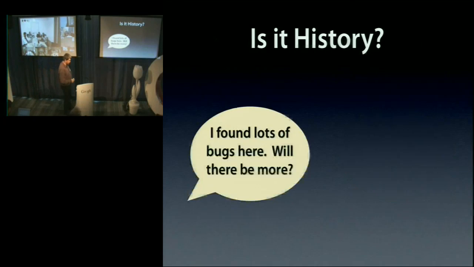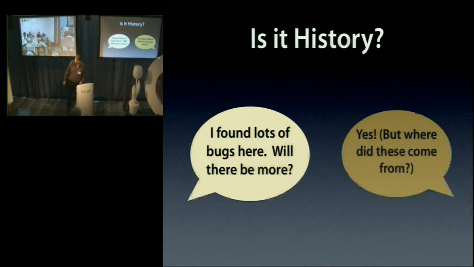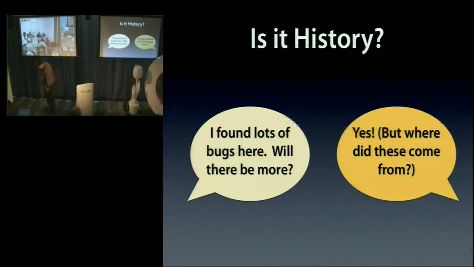We also looked at history. If you found lots of bugs in one place, will there be more? The answer is yes. It's like fishing. You go fishing in one place, find some fish, come back the next day, yep, there's more fish. Fish tend to accumulate in specific places where they like it. Same for bugs, except that for fish, we do have a decent theory on how they reproduce. For bugs, no such theory.